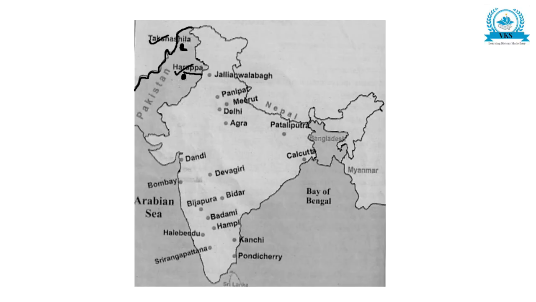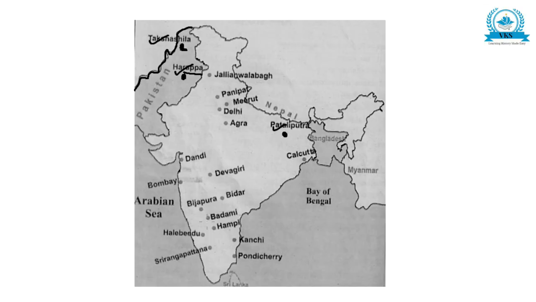Now the third place is Pataliputra. We come to Bihar, this part. Here is Pataliputra. Pataliputra is presently called Patna, the capital of Bihar state, and it is on the bank of river Ganges. So here is Pataliputra.